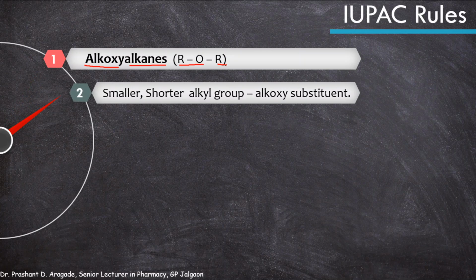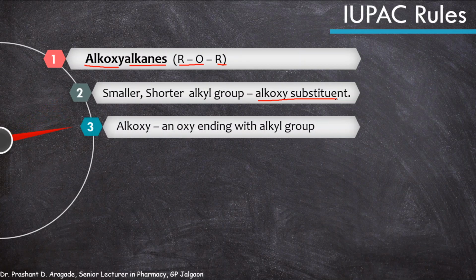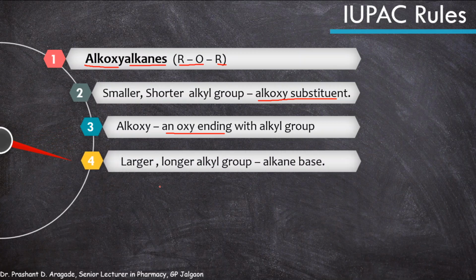We have to follow rule number 2. The smaller or shorter alkyl group is regarded as the alkoxy substituent. The smaller alkyl group plus the oxygen atom is called an alkoxy substituent. So alkoxy has the ending oxy added to the alkyl group. For example, if methyl is the smaller group, then you add oxy as the ending to the alkyl group, so it becomes methoxy. If ethyl is the smaller group, then it becomes ethoxy, then propoxy, and so on. The other group is the larger group.